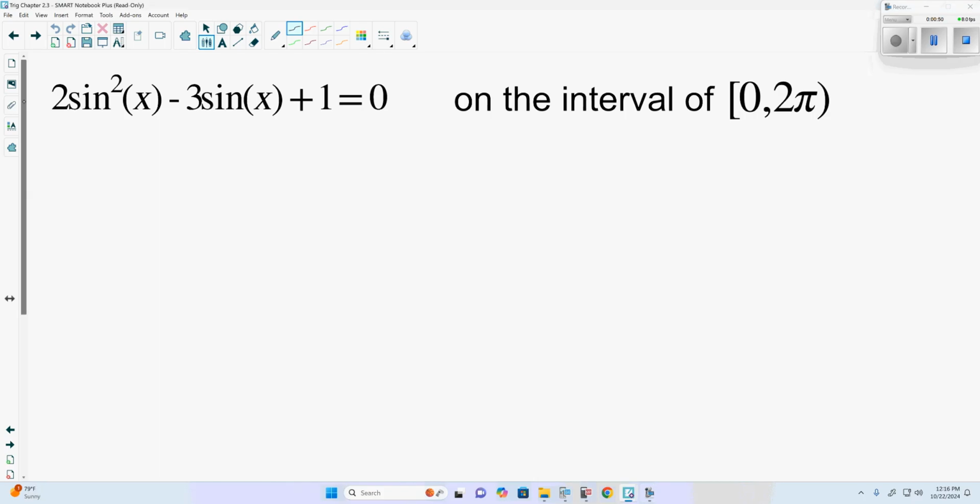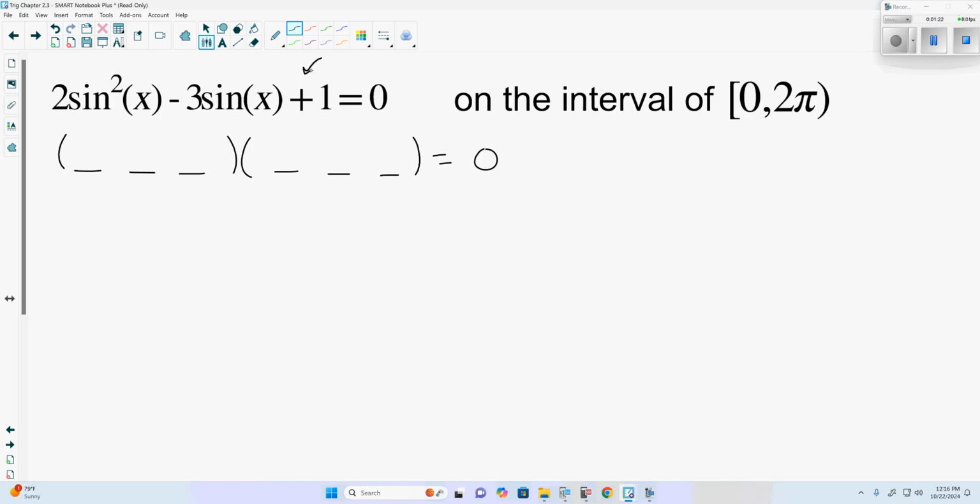Now for this one here, we're going to be able to factor this. 2 sine squared x minus 3 sine of x plus 1 is equal to 0. So the first thing we would look for is a greatest common factor between our three terms. 2, 3, 1, there is not a common number that goes into all three, and sine is not one either. So we'll have our two sets of parentheses with three spaces.